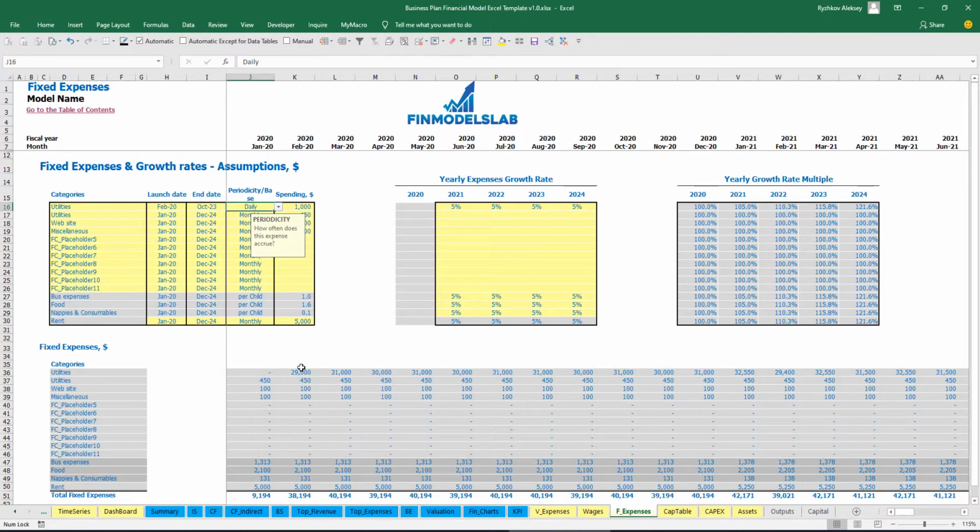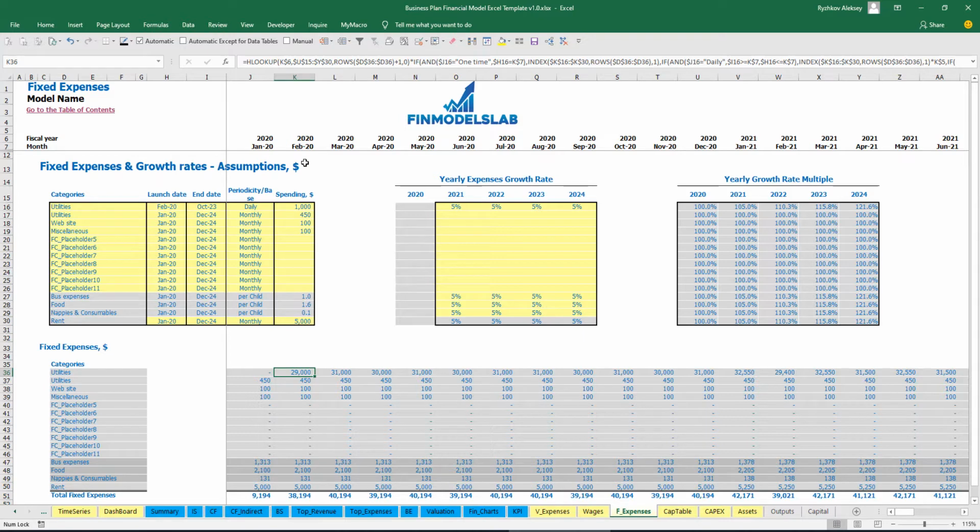If it's daily, it will calculate based on the count of days in this period. For example, in February 20, you have 29 days, and you have 29 thousandths. In March, you have 31 days, 31 thousandths, etc. etc.